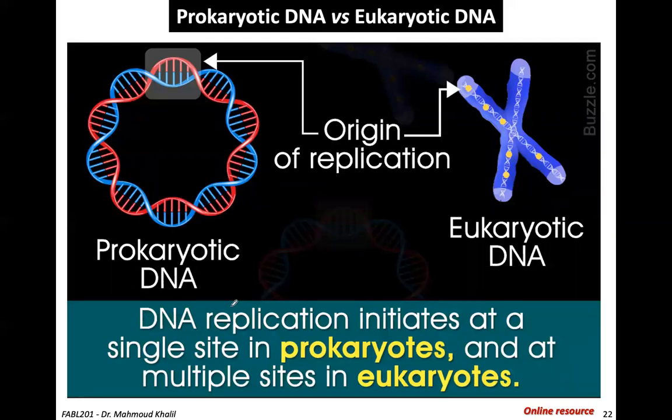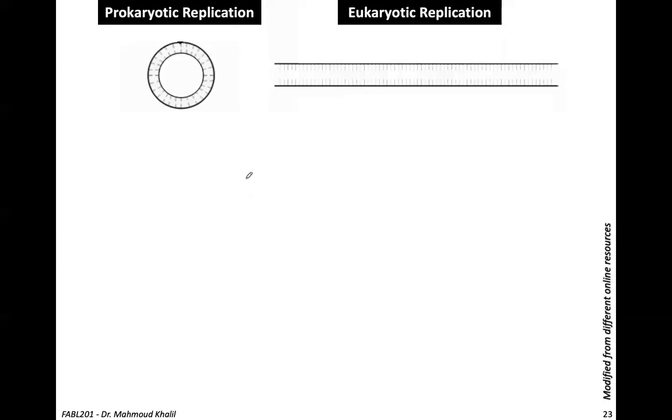Another major difference between prokaryotes and eukaryotes is that prokaryotes have only one replication origin, but eukaryotes have multiple replication origins. So the DNA in the eukaryote can start replication from different regions, but for prokaryotes, it's only one replication origin. And to understand this, you have circular DNA in prokaryotes and linear DNA in the eukaryotes. So you have one replication origin for the prokaryotes, but multiple replication origins for the eukaryotes.